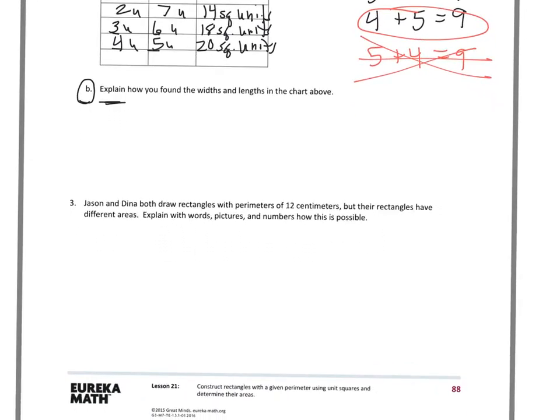And then 3 says, Jason and Dina both drew rectangles with perimeters of 12 centimeters, but the rectangles had different areas. Explain with words, pictures, and numbers how this is possible. So I'm going to do some examples here. One for Jason, one for Dina.